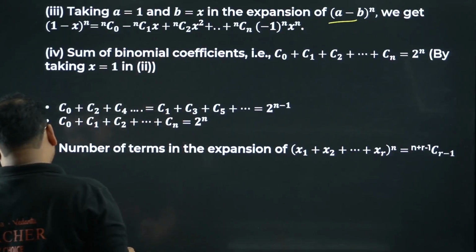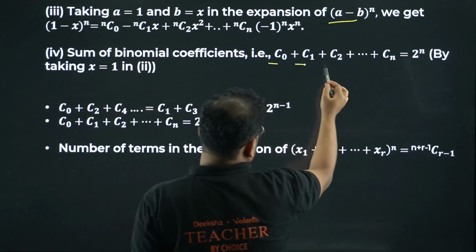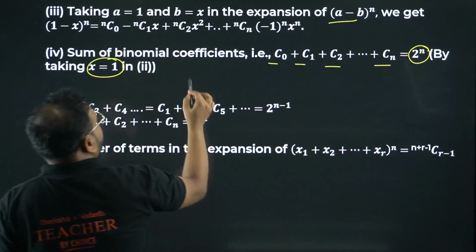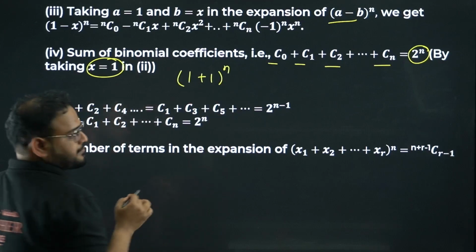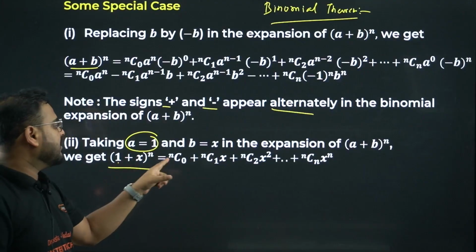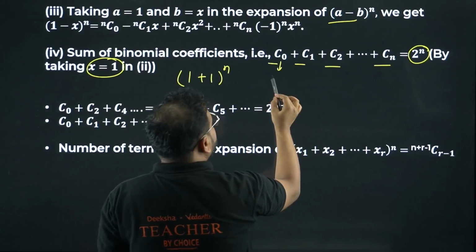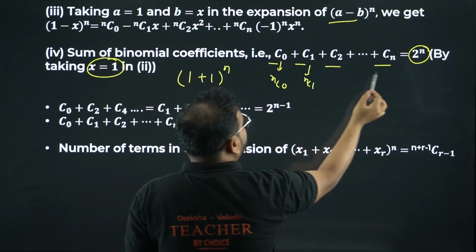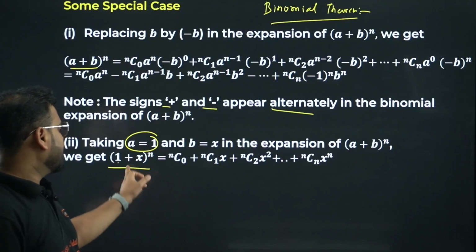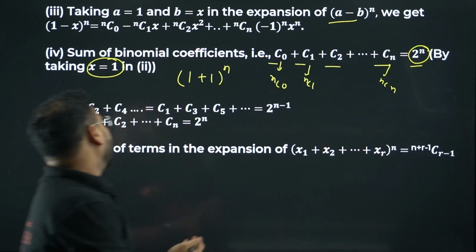Fourth property is what? In the binomial, if you add the sum of the binomial coefficients, you'll get C0 plus C1 plus C2 plus up to Cn equals 2 power n, by taking x equals 1. Correct? Please check from here. If you do that, you get 1 plus 1, which becomes 2 power n. It will become nC0, nC1, nC2, up to nCn, like that. Same thing is written over here. This is my nC0, this is called nC1, like that, and this is called nCn. The sum is given by simply (1 plus 1) power n, which means 2 power n.